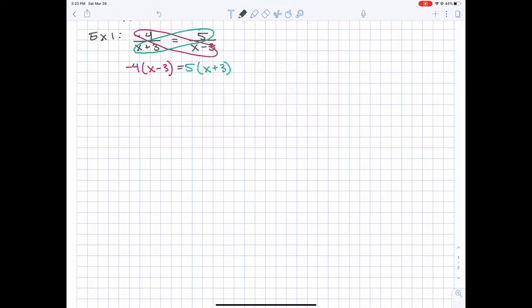And it's a basic linear equation we can solve from here. -4x plus 12 is equal to 5x plus 15. I'm going to do 2 steps in one here. I'm going to subtract 5x from both sides, but then I'm also going to subtract 12 from both sides, meaning that -9x is equal to 3. Divide both sides by -9. x is equal to -1/3.